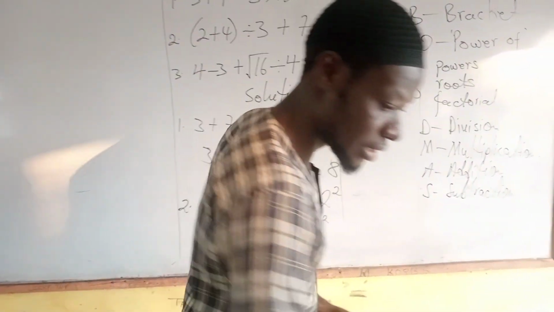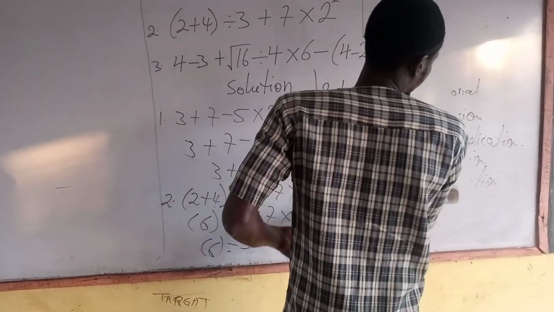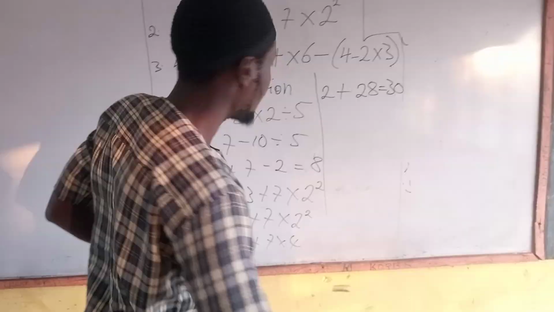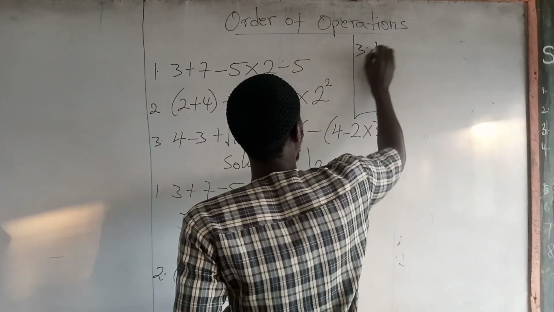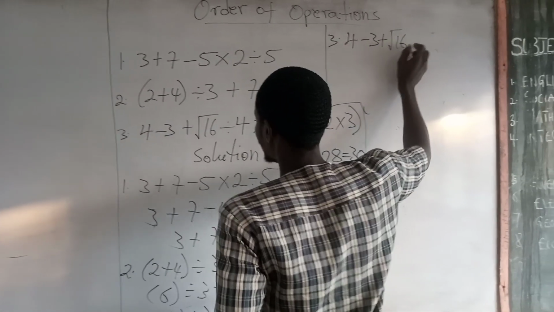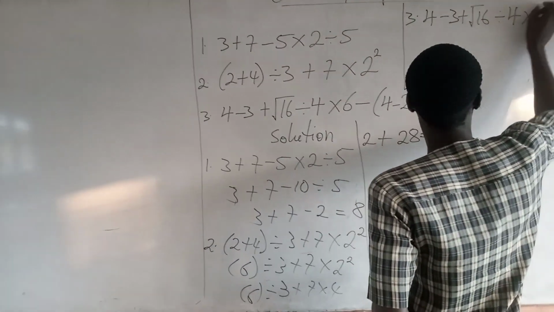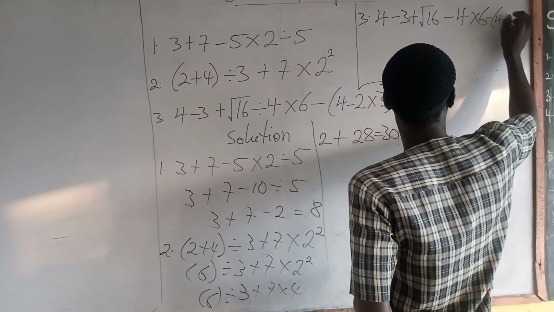So let's take the last example. Example 3. We have 4 minus 3 plus square root of 16 divided by 4 times 6 minus bracket open 4 minus 2 times 3.